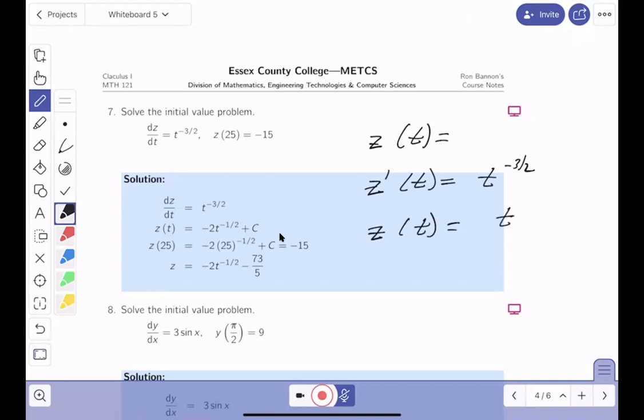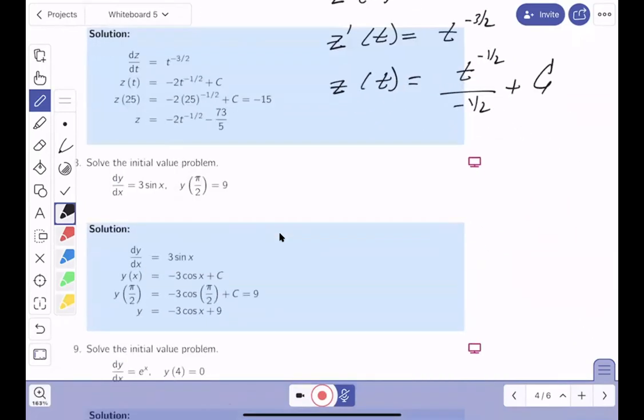Well, if you increase minus 3 halves by 1, that would be minus 1/2. And then I would divide by minus 1/2. We'll clean that up later, plus some constant, because all constants differentiate to 0. Let's write this down a little simpler. And what do you get over there? Well, this would be minus 2 t to the minus 1/2 plus c.